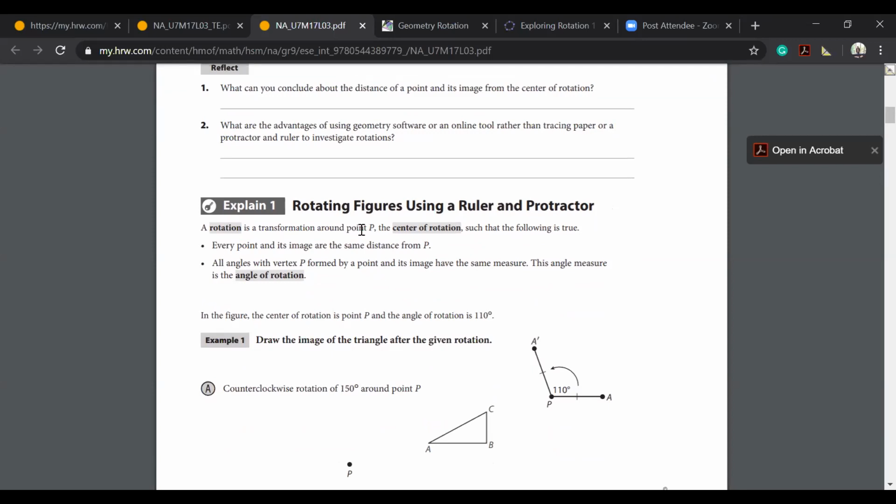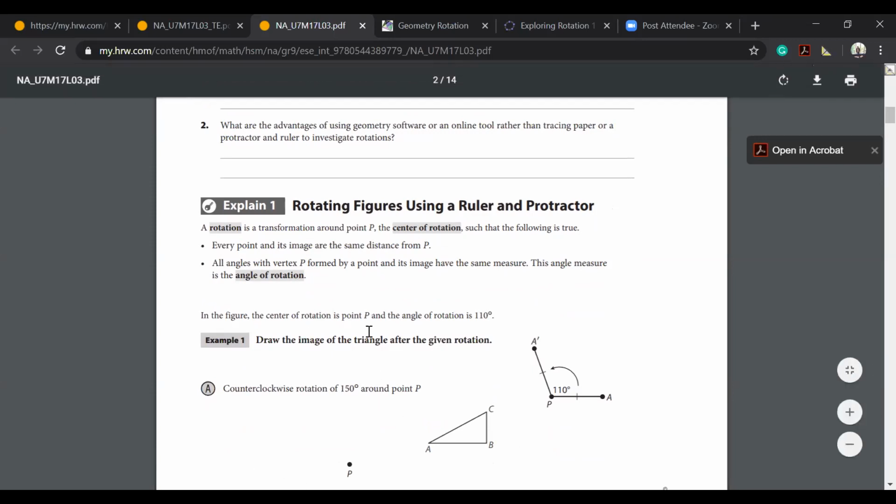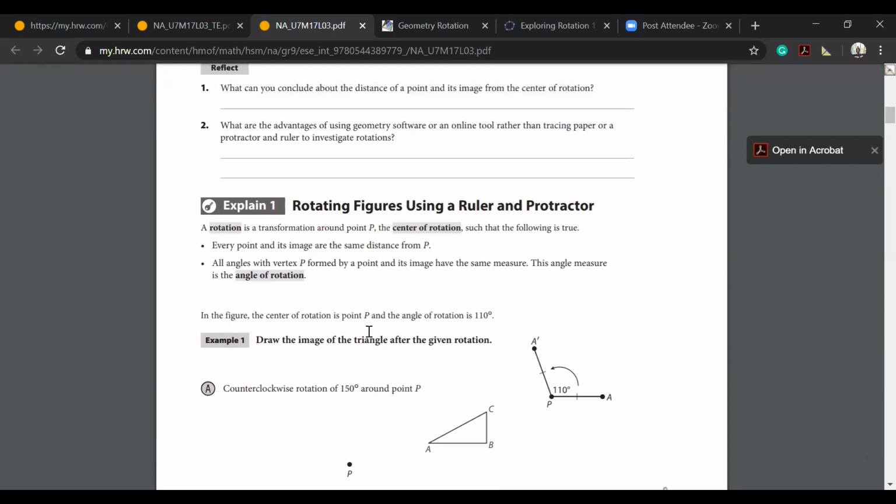A rotation is a transformation around a point, which is called the center of rotation, so that every point and its image are the same distance, as we have explained, where all the angles are equal, they have the same measure, and this angle is equal to what? To the angle of rotation. That's why I told you, when he gives you an example like this, the first 3 things you have to find are: where is my center of rotation? What is my angle of rotation? Where is the direction, where am I rotating?